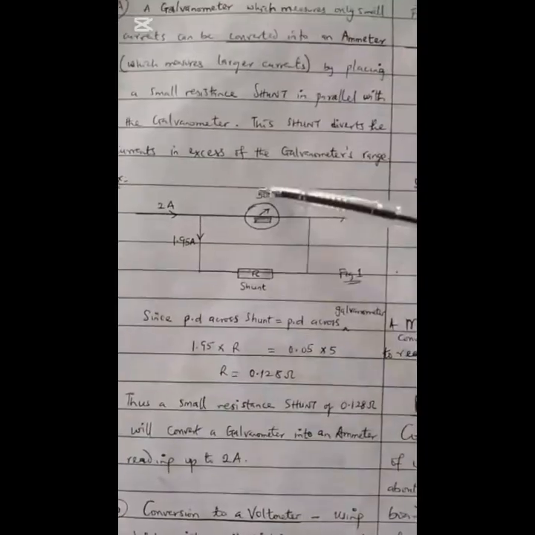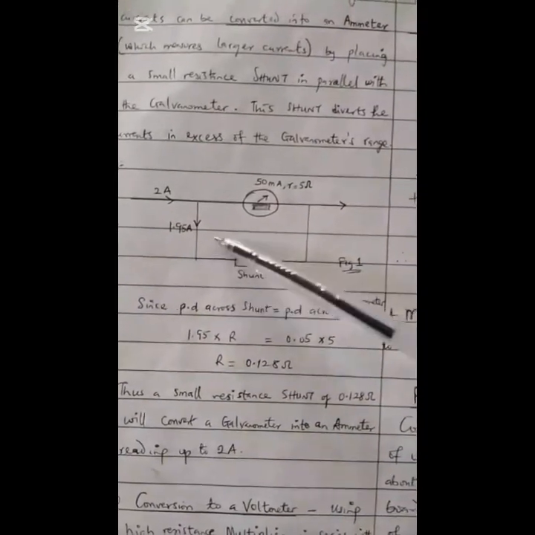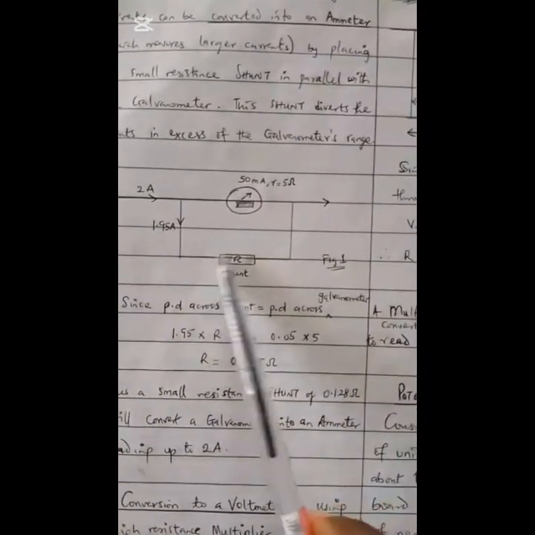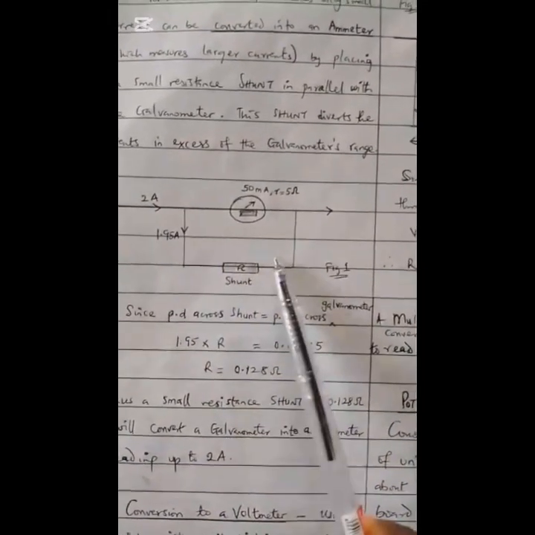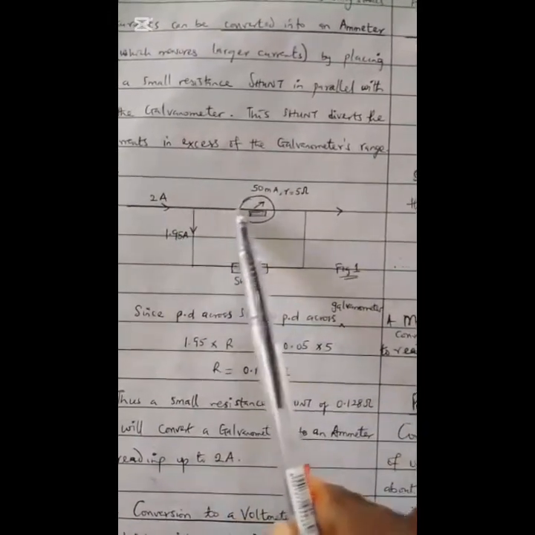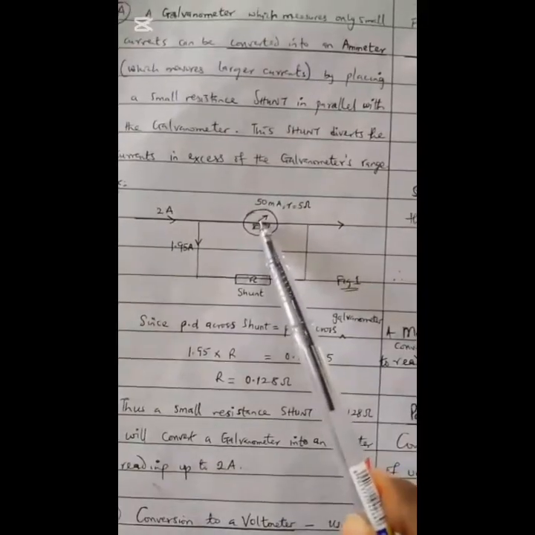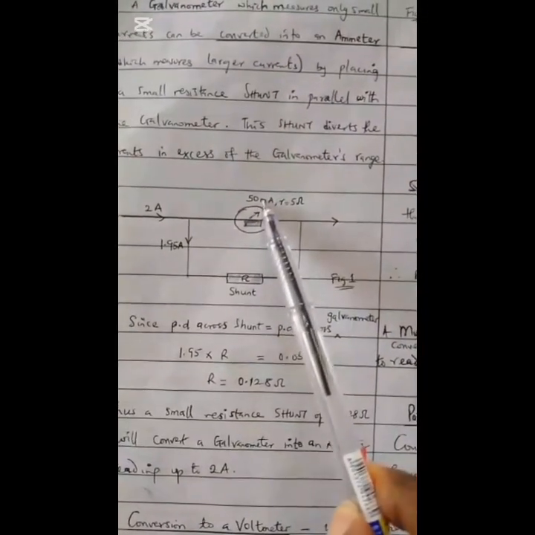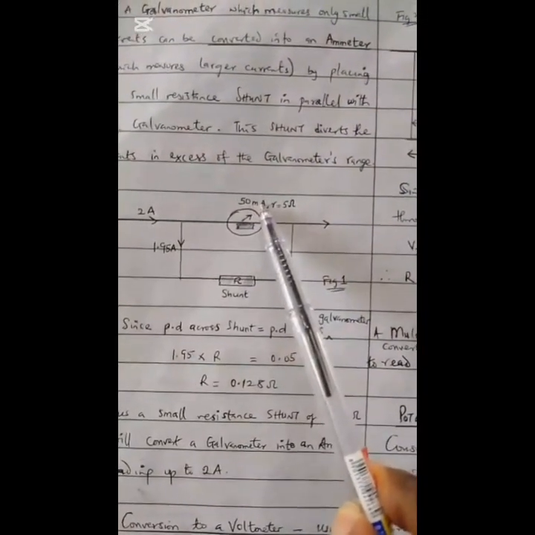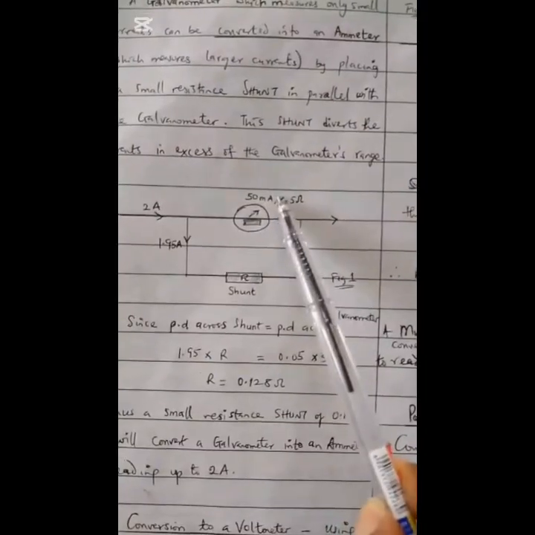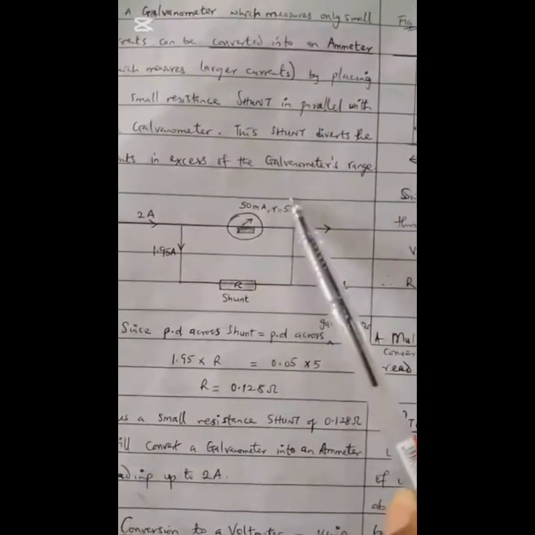Basically we're just taking advantage of our knowledge of resistors in parallel, and the fact that the smaller the resistance, the more current it can allow through. So this galvanometer can only take a current of 50 milliamperes, which is about 0.05 amperes, and has this internal resistance.